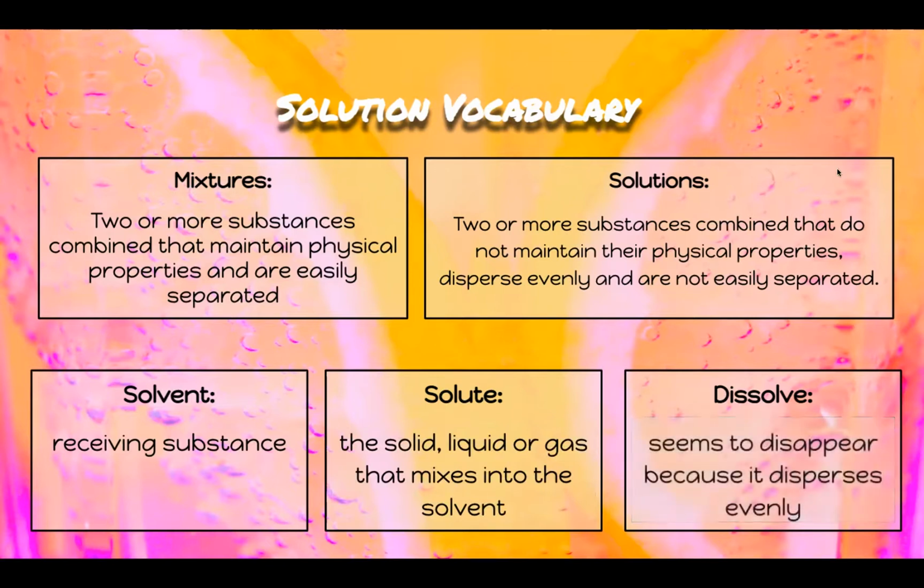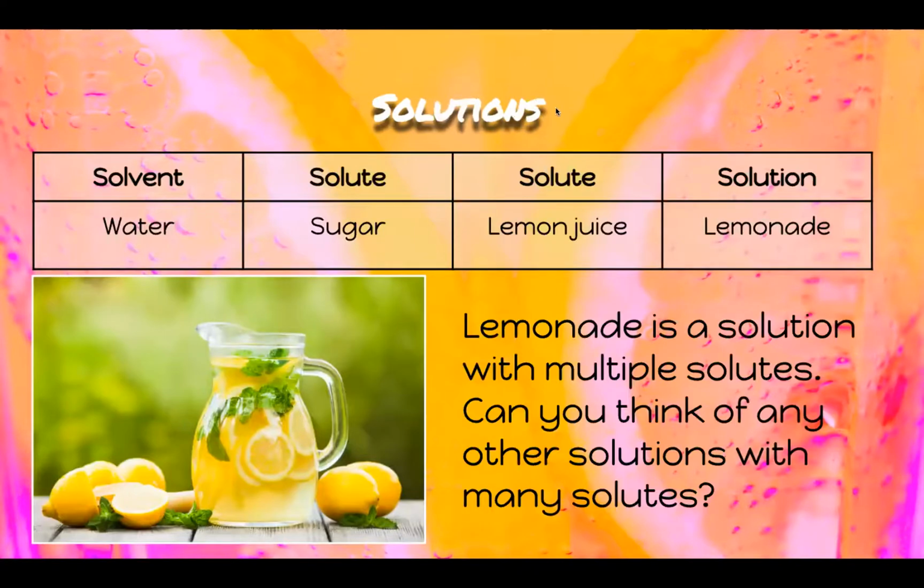And then there we go. Our next vocabulary word is dissolve. It seems to disappear because it disperses evenly. So when something dissolves, like if you're making Kool-Aid, you drop the little solid powder into the water, you mix it and it becomes one. It spreads out evenly, so it's a part of a new solution. All right, so here's an example of a solution with many solutes. This is lemonade, obviously. And so the solvent would be water in that case. Then there would be sugar that you would add, and you'd stir that in, and that would disperse evenly. It would dissolve. Then you add the lemon juice, once again that disperses evenly, and you create your solution of lemonade.